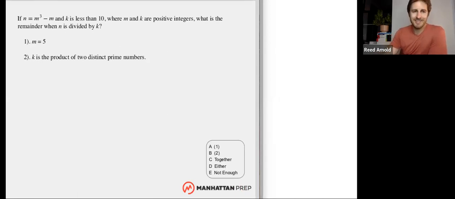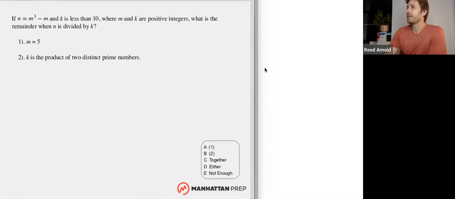I have an E, a C, a D, a B, an E. All right, so kind of a hodgepodge of answers here. So let me show you how I would have done this question the first time I did it. I know that n is m cubed minus m. I know that k is less than 10. I know that we have positive integers.